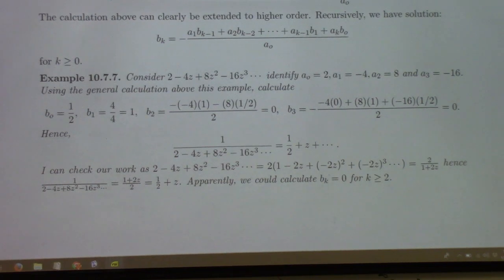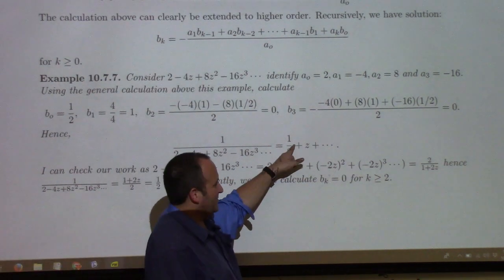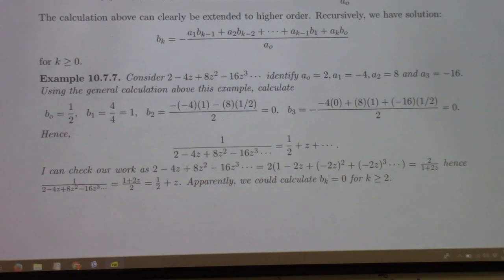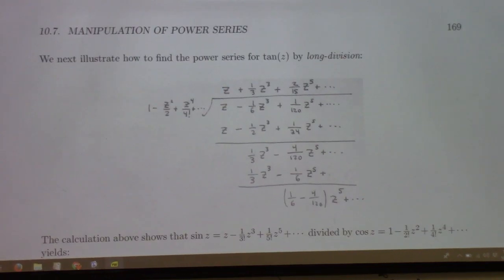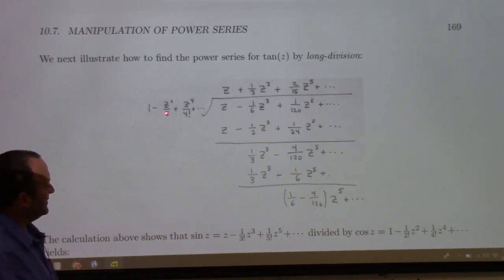So I actually suffered through it here. I used my reciprocal equations to find that this is like 1/2 plus z plus and so on. I don't really recommend this as a method of calculation. I'm just messing around, all right? The standard way to find the reciprocal of a series is with long division. So here's an example of long division. We can divide this into that. That ends up being the remainder at this point.